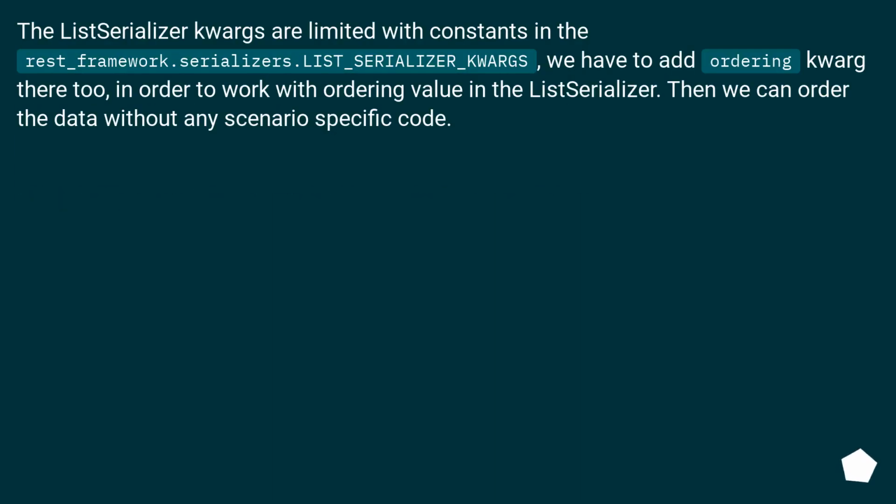The list serializer kwargs are limited with constants in the rest_framework.serializers.LIST_SERIALIZER_KWARGS. We have to add the ordering kwarg there too, in order to work with the ordering value in the list serializer. Then we can order the data without any scenario-specific code.